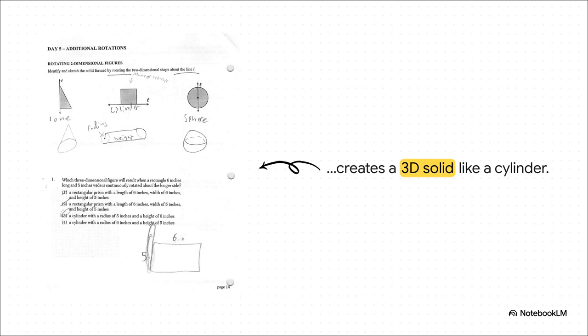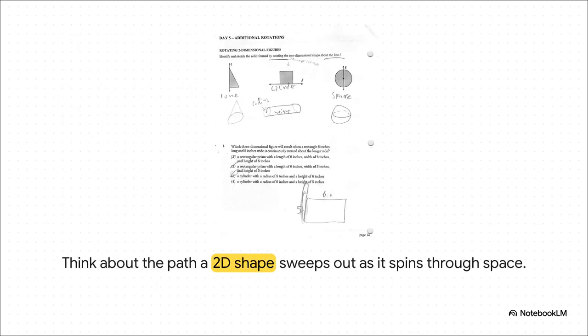Okay, what about a rectangle? If you take a rectangle and spin it around one of its sides, yep, you get a perfect cylinder. And for the last one, if you take a semicircle and spin it around that flat edge, its diameter, you get a sphere. The whole trick to these problems is just trying to visualize that path the 2D shape makes as it sweeps through space. That path is what creates the 3D solid.